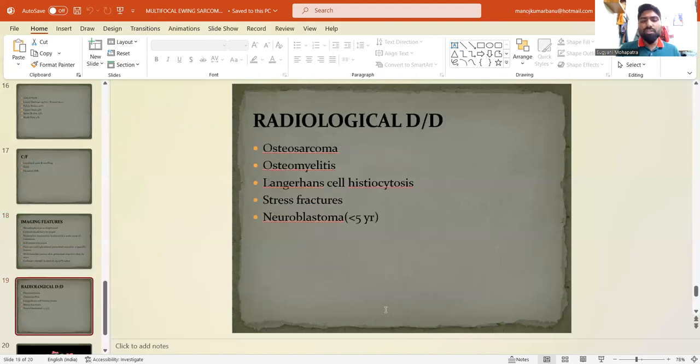For differential diagnosis, we can consider osteosarcoma, osteomyelitis, Langerhans cell histiocytosis, stress fractures, and neuroblastoma if the patient is less than 5 years of age. Then I can show the images of this in the study.